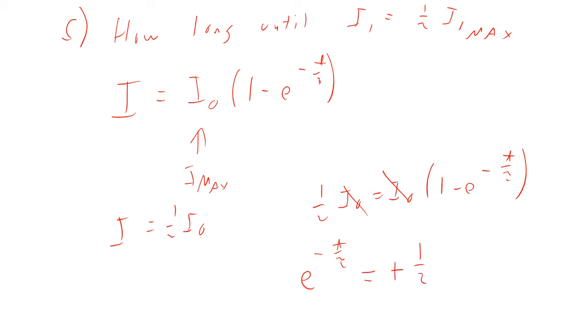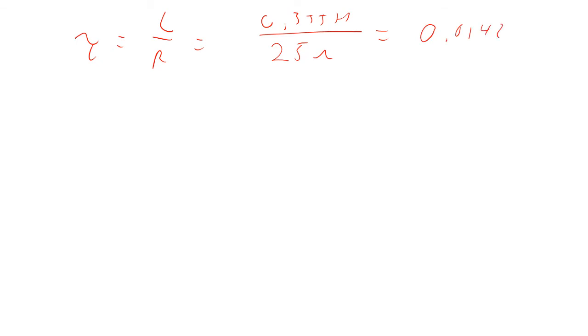Sorry, not minus, plus 1/2. Okay, and then we take the natural log of both sides, so minus t over tau is natural log of 1/2. So t is going to be minus tau natural log of 1/2. So what's tau? Tau is L over R. In this case, it's 0.355 henries divided by, well, the only R that's affecting it is the 25 ohm R. And so tau is equal to 0.0142 seconds.